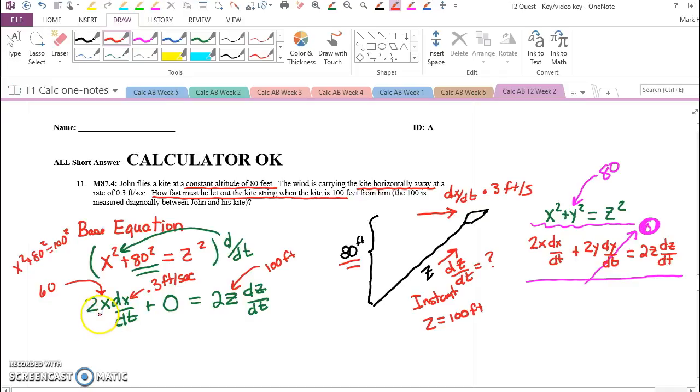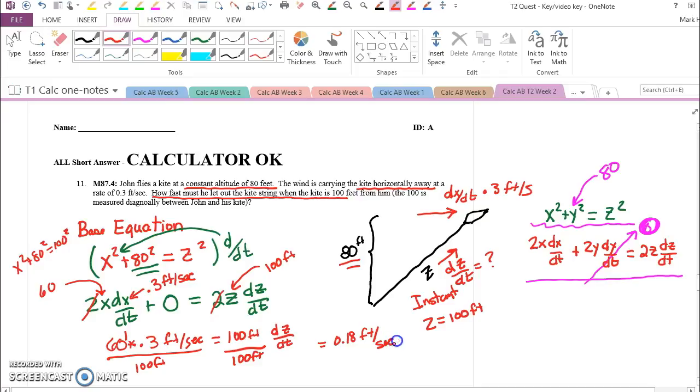Or I'll go ahead and cancel the 2's because they show up in every term. 60 times 0.3 feet per second. This 60 is in feet, equals 100 feet times this rate I don't know. Well, dividing everything by 100 feet gives me 0.18 feet per second.